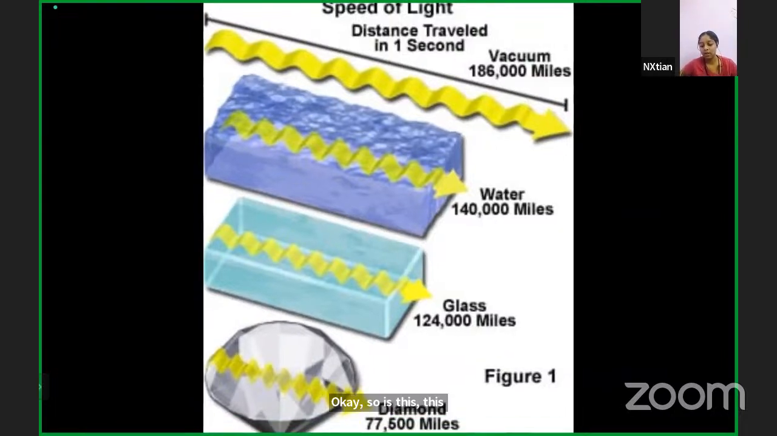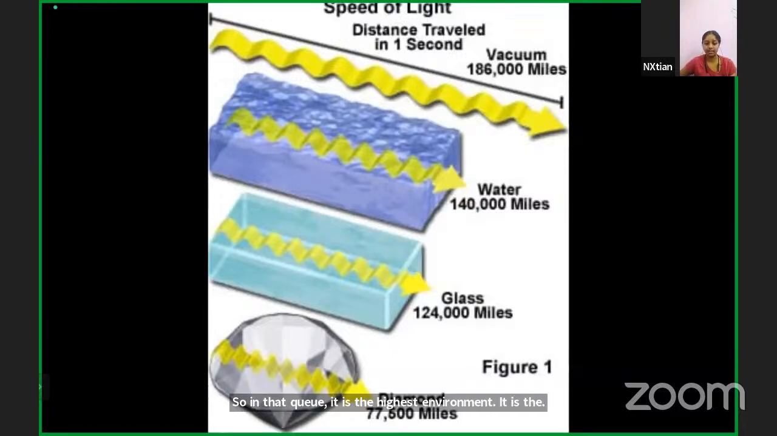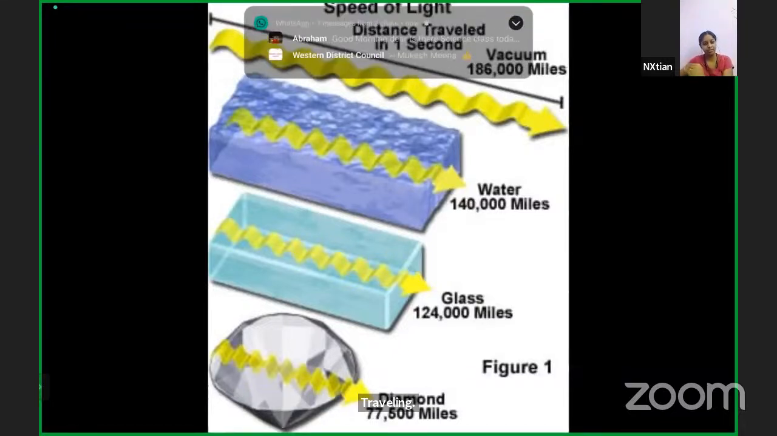In vacuum, it's 186,000 miles. We studied in kilometers in our textbook, the same thing. So in vacuum, it is the highest. In diamond, it is the lowest. This is the speed at which light travels through these mediums.